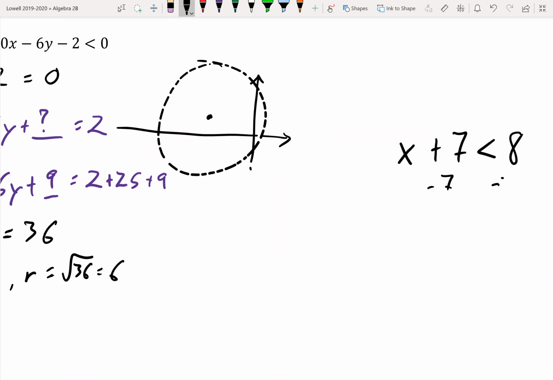If I subtract 7 from both sides, this is true, right? X is still less than... oh, sorry, I screwed up. X is less than 1, right?